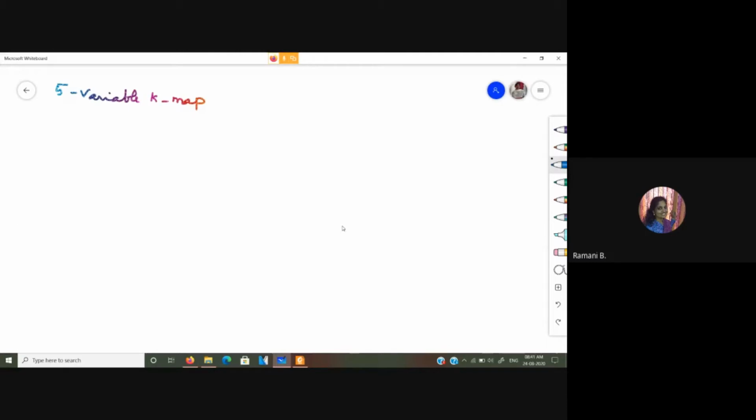So with 5 variable K-map, you are going to have 5 input variables, right? So far we saw 2 variable, 3 variable, 4 variable. Today we are seeing 5 variable. So let us consider the 5 variable inputs to be A, B, C, D, and E.